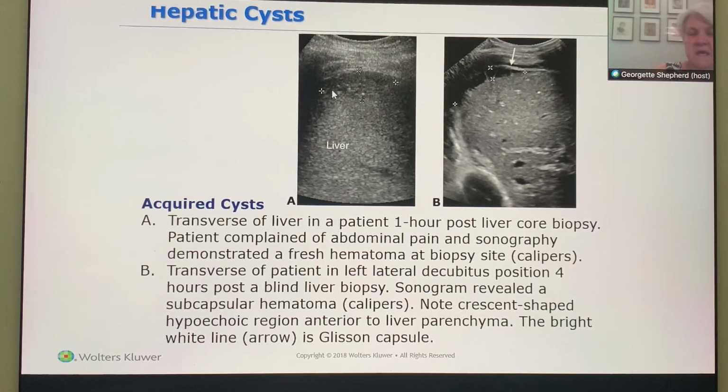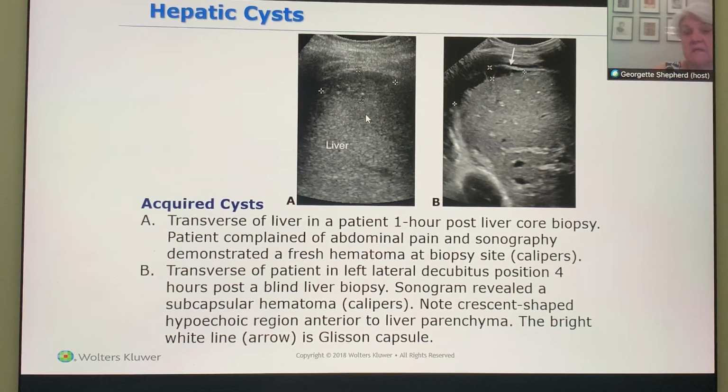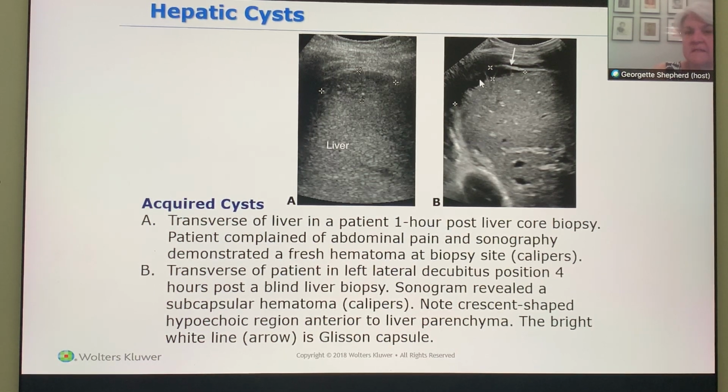Here is a post biopsy, and you can see that it's isoechoic, so it is fresh blood. Here it is 4 hours later. The blood cells have already broken down, and now this area, along with this one septation, is hypoechoic or anechoic almost.